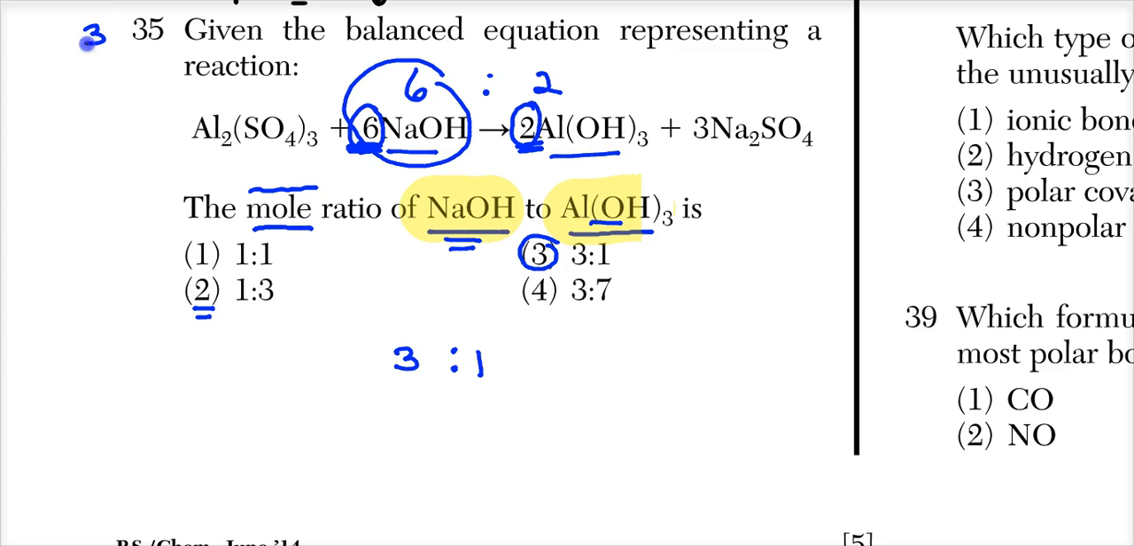If you forgot it, you didn't know that the coefficients tell you how many. Mole concept is about how many, and stoichiometry is about that as well. So in any case, 35 is 3.